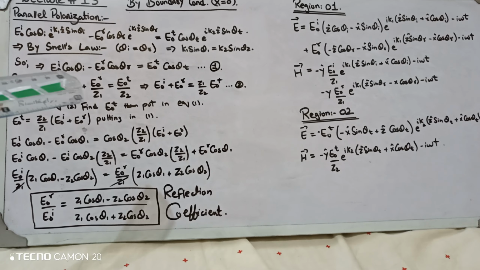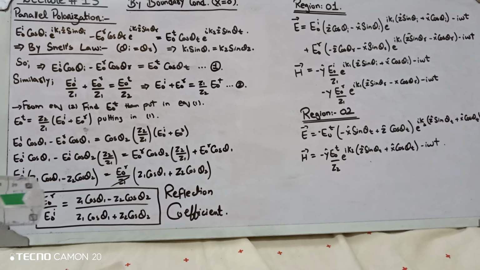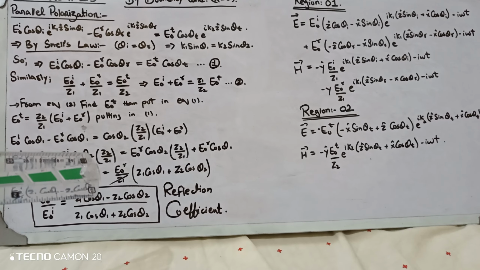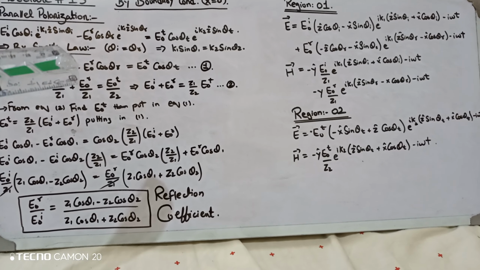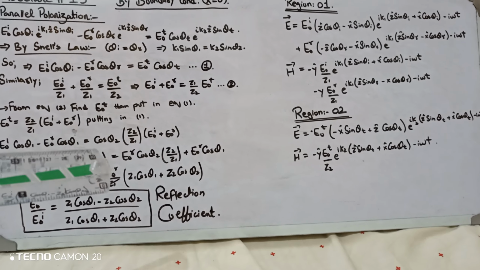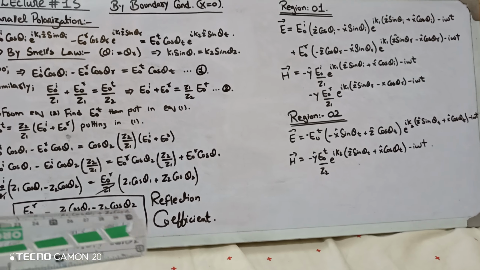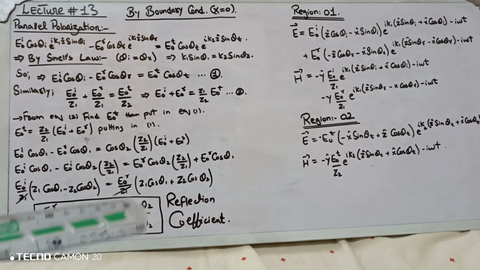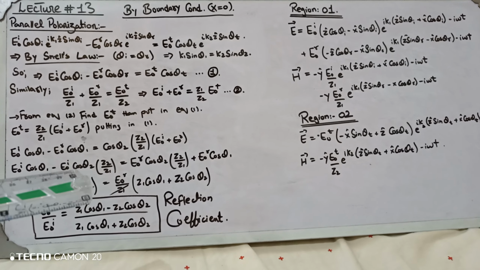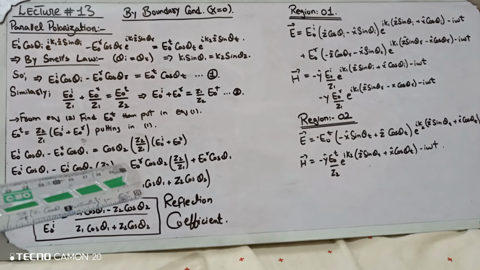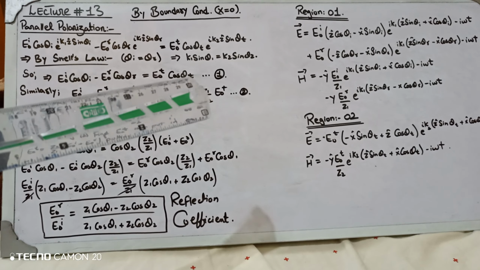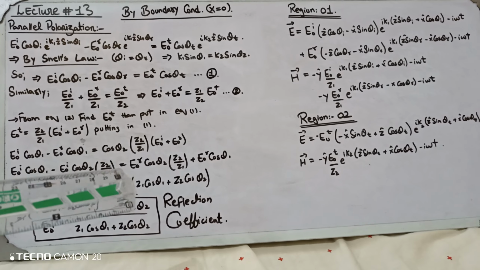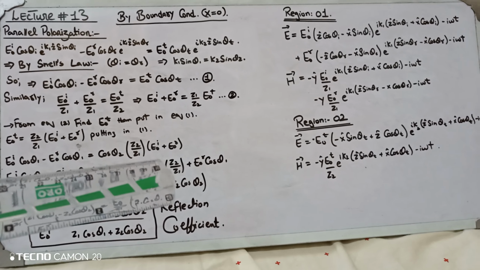So this is as it is, E naught i cos theta i minus E naught r cos theta r. Because theta i equals theta r, in region 1 theta i and theta r become theta 1, while theta t becomes theta 2, because theta t is in the second region. Keep this in mind: theta i becomes theta 1, theta r also becomes theta 1, and theta t becomes theta 2. Remember this. Cos of theta t becomes cos of theta 2, and E naught t, which you already found, is z2 by z1 times E naught i plus E naught r.